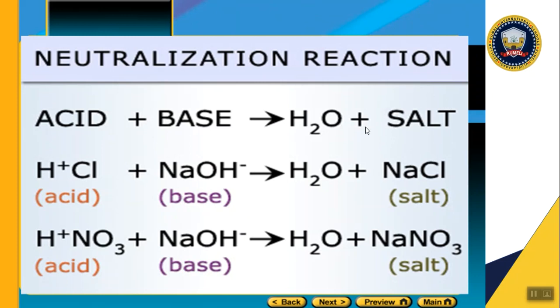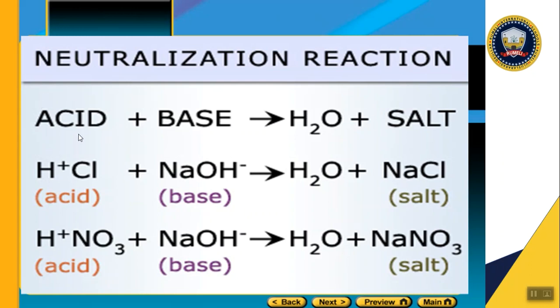What happened to this salt after this reaction? It will also hydrolyze in water because it has water here. So we have four options in this chemical reaction. The first one is the reaction between a strong acid and a strong base, which will produce water and salt.